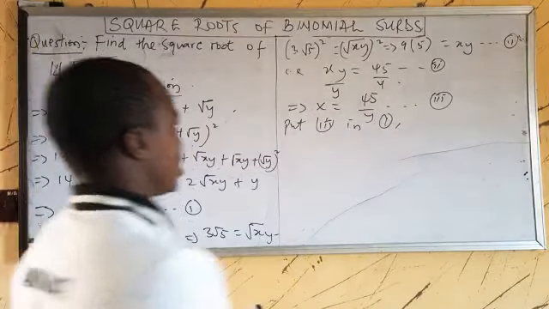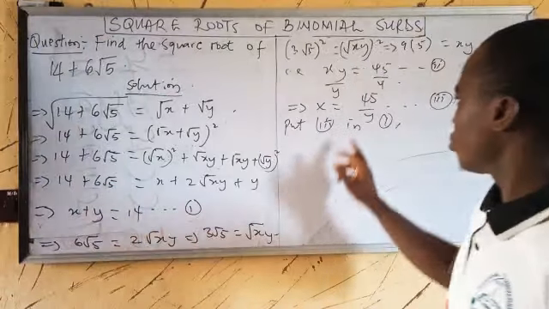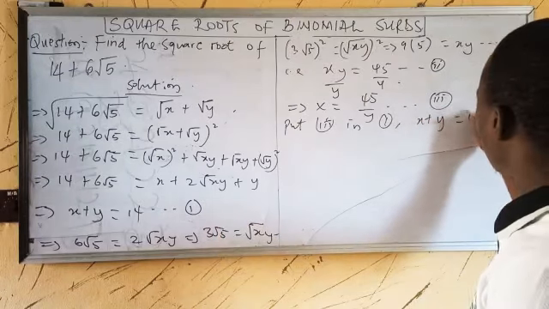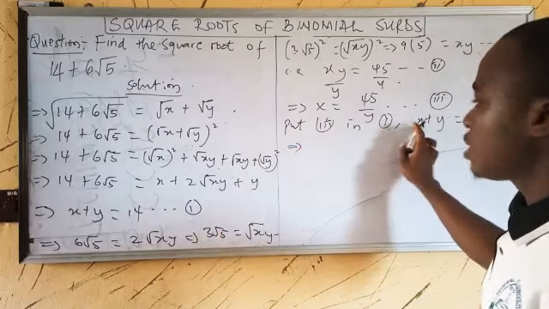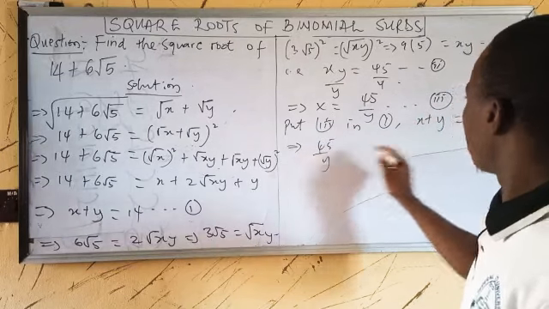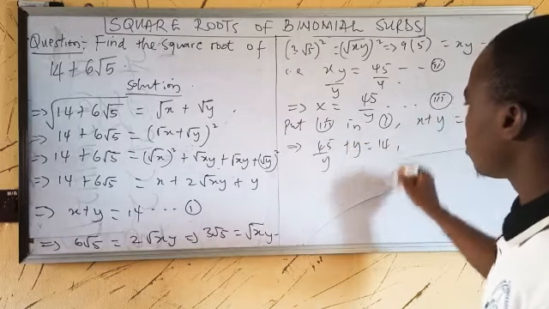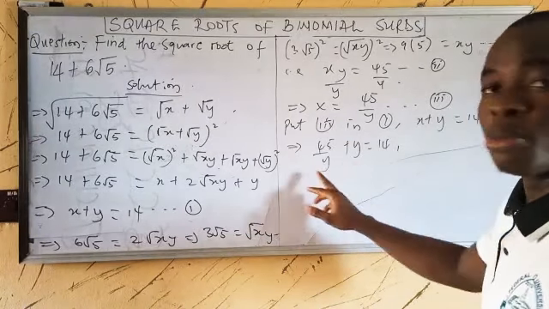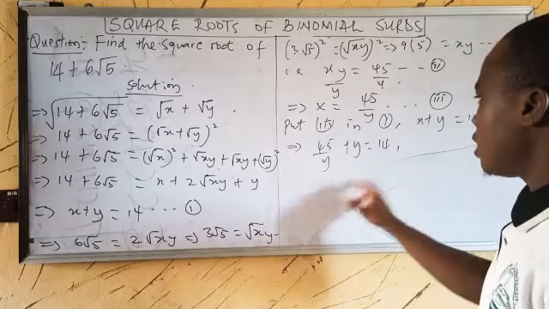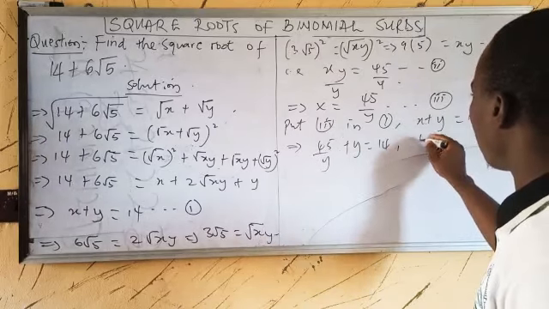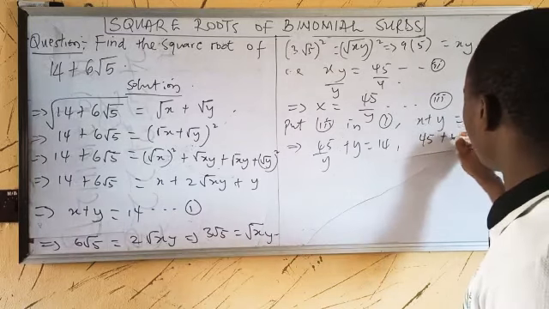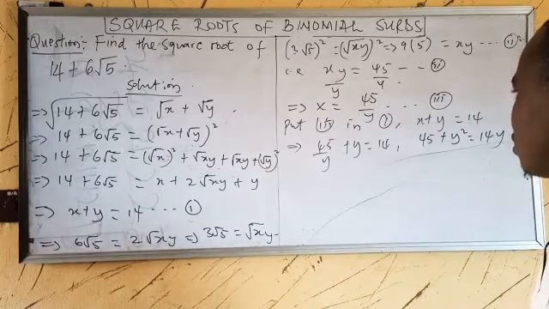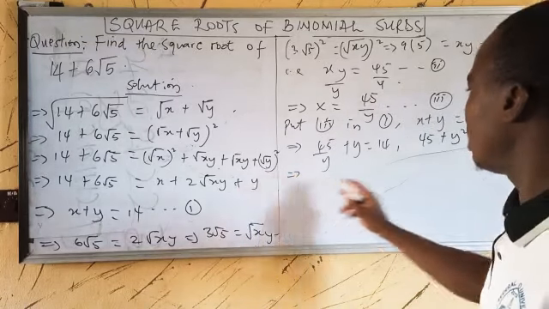You can see this is equation 1 here: x plus y equals 14. Anywhere you see x, you put 45 over y, then plus y equals 14. From here we try to clear the fractions. To clear the fraction, you multiply through by y, so we have 45 plus y squared equals 14y.